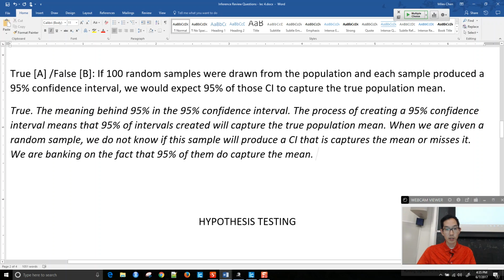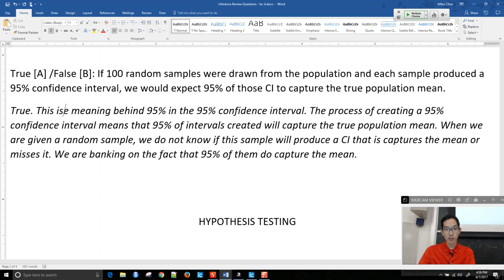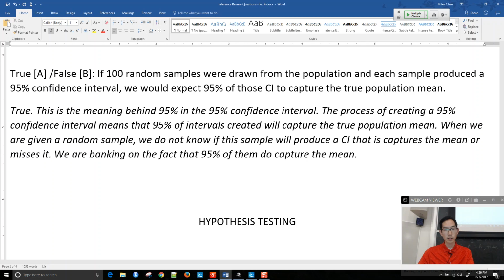Yes. I was a little misled by the last part about capturing the true population mean. I thought you would have to say 95% of those confidence intervals would have the interval blank, instead of saying capture the mean, because that sounded a lot like, does this provide evidence that the mean is 2.5 or something like that?